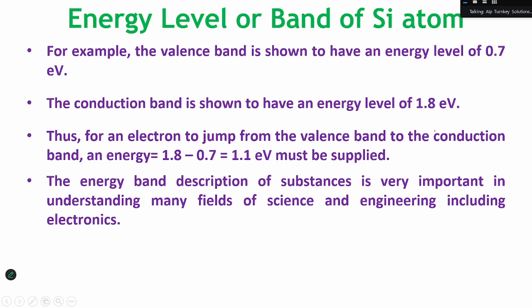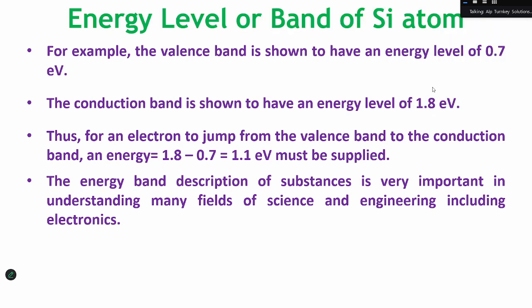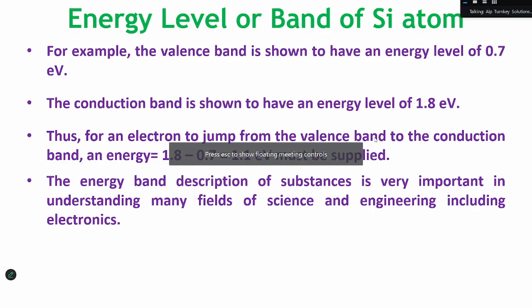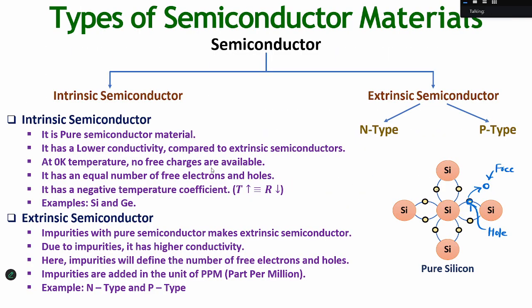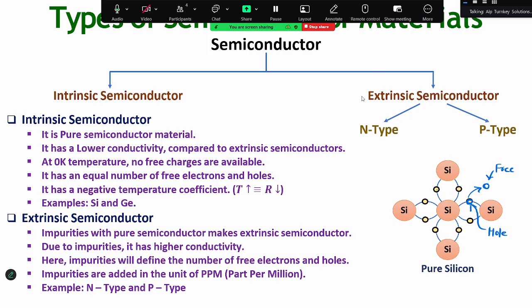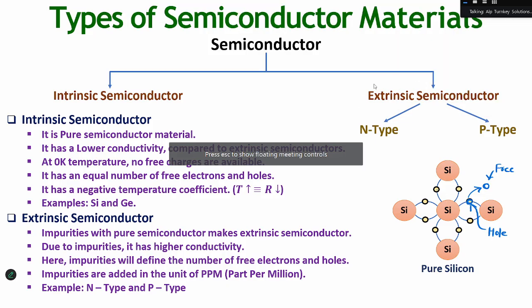Suppose you have energy level 0.7 and 1.8, so 1.8 minus 0.7 is how much? Around 1.1 electron volt. Till now, any doubts in this? Shall I move forward? Give response so that I will move forward. Yes, sir.